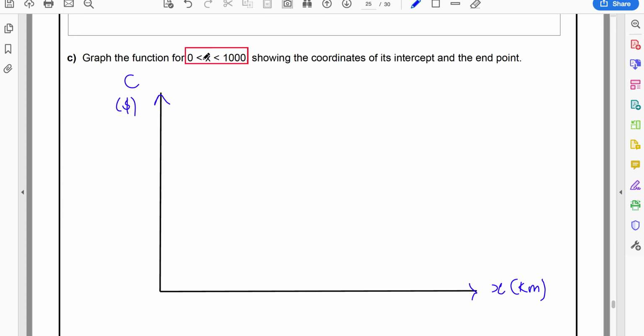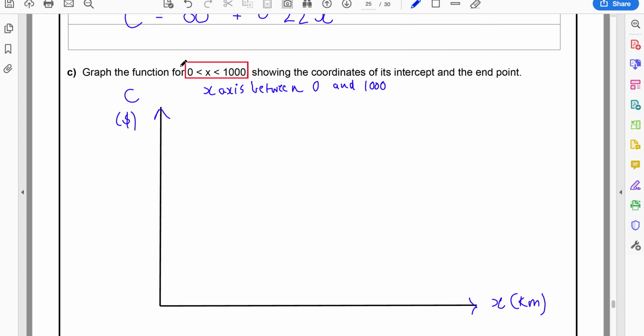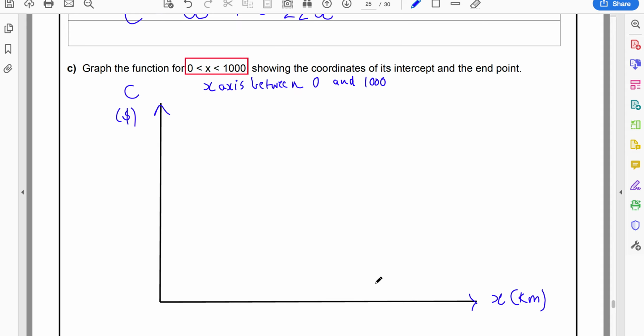So what this notation is telling us is we want our x-axis between 0 and 1,000. It's just a very mathematical way of saying it. 0 is less than x, which is less than 1,000, simply means x is between those two numbers. So what we can do is on our graph, I'm just going to put 1,000 up here. And down here we've got 0.